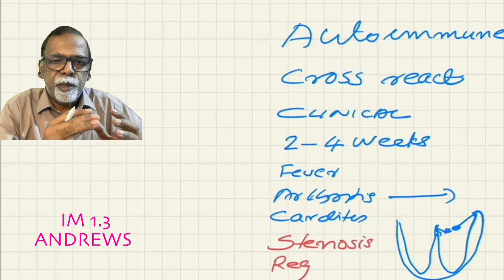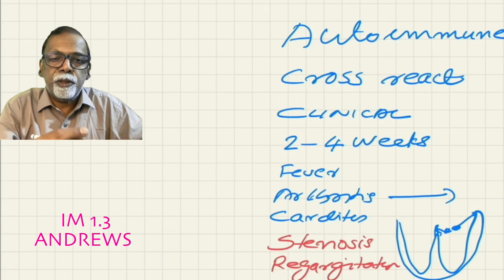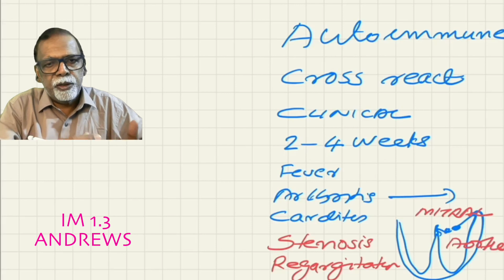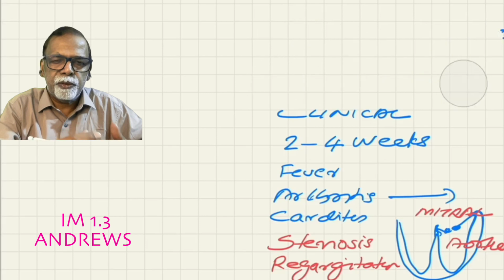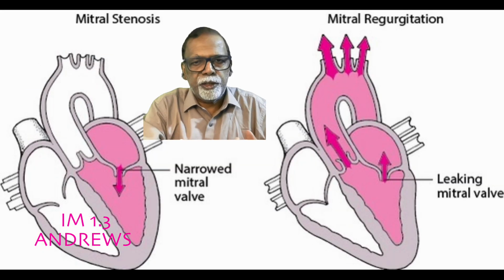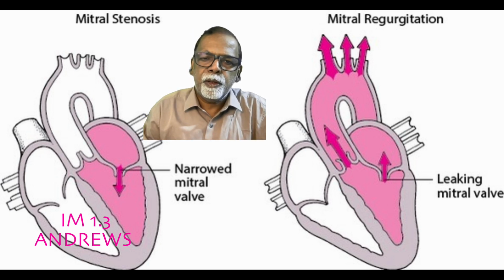The valve may become narrowed, that is, stenosed, or it may leak. The most common valve affected is the mitral valve. It can lead on to mitral stenosis, aortic stenosis, or it can produce a combination of stenosis and regurgitation. So you can get mitral stenosis and mitral regurgitation, or you can get aortic stenosis and aortic regurgitation. Sometimes a combination of valves is affected. The most common valve affected, as mentioned, is the mitral valve.